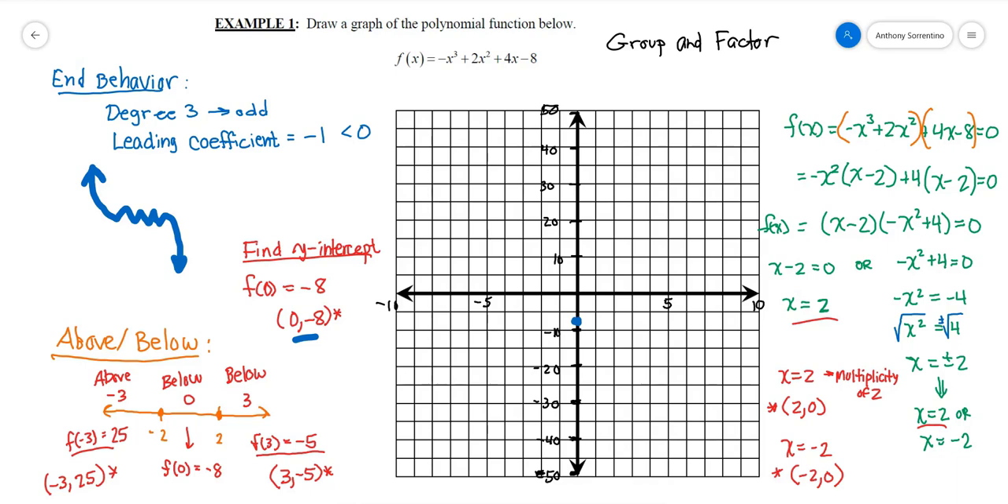I have the two zeros. I have (2, 0) and (negative 2, 0). I have the point (3, negative 5). So (3, negative 5) would be right here. And I have (negative 3, 25). So (negative 3, 25) would be right here. Based on what I'm seeing with the graph so far, it looks like it's going to do something along the lines of this.